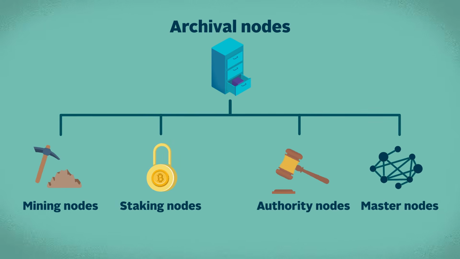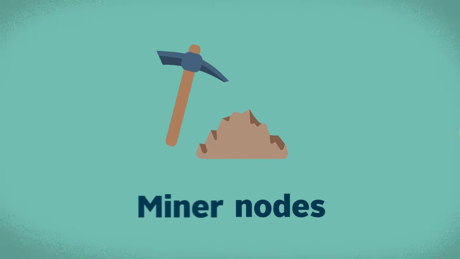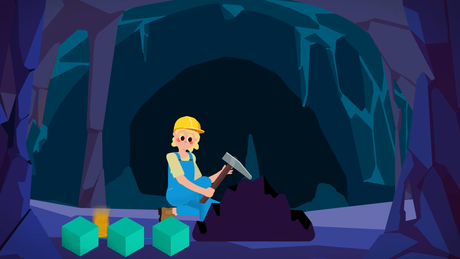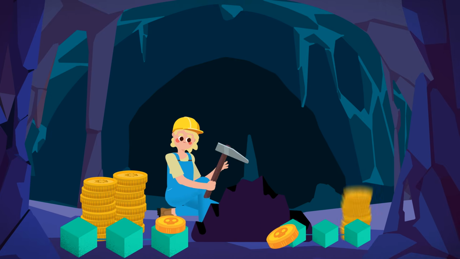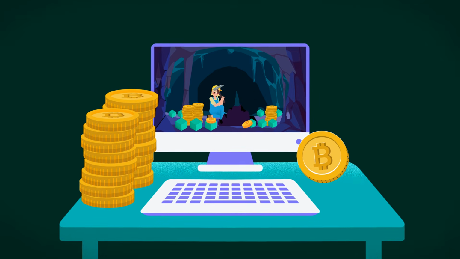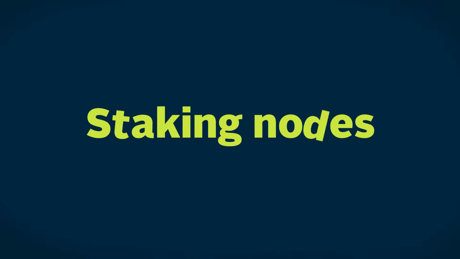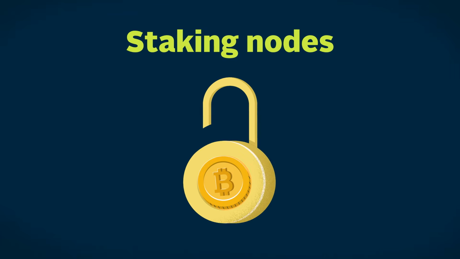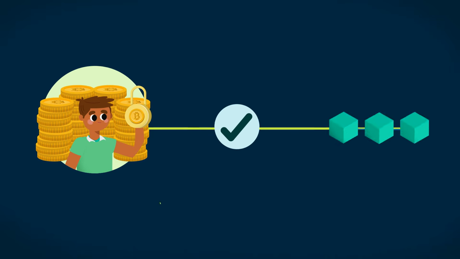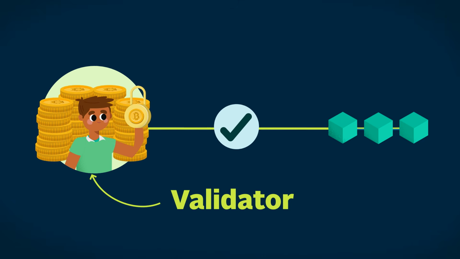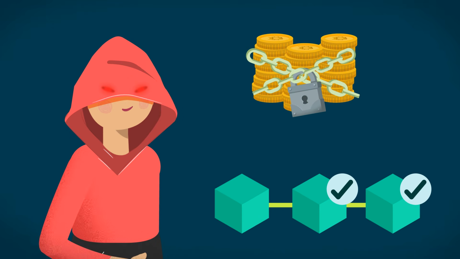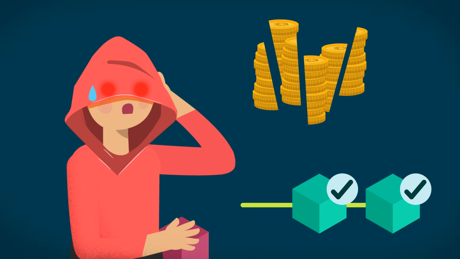You're probably familiar with the first type, known as mining nodes, aka miners. These nodes participate in the process of creating new blocks on proof-of-work blockchains, and in return receive rewards in the form of newly created cryptocurrency. Closely related are staking nodes, which participate in the process of validating new blocks on proof-of-stake blockchains. Commonly known simply as validators, these nodes have their crypto stake locked up, making it financially unattractive for them to act dishonestly in the network.